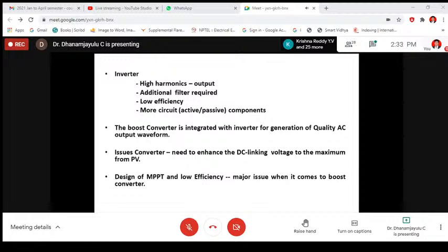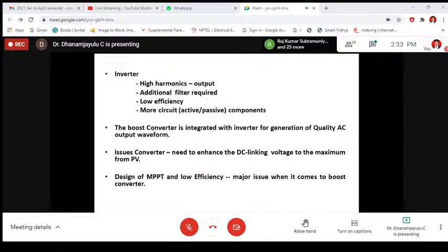Issues with the converter: you need to enhance the DC link voltage to the maximum from the solar PV. The design of MPPT is one of the key factors, and we need a converter with higher efficiency. So these are the major issues when it comes to the boost converter.